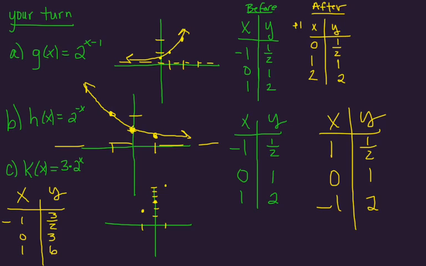What's my asymptote for this function? Do I have a vertical shift at all? No. I have a stretch. It doesn't go up any. So my asymptote is still y equals 0. So here's my curve.